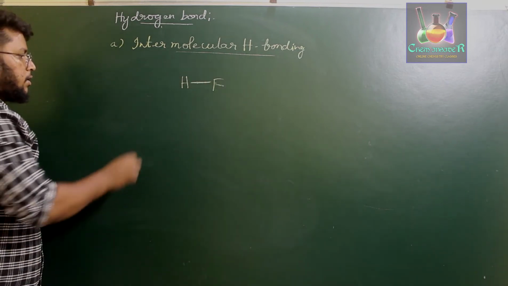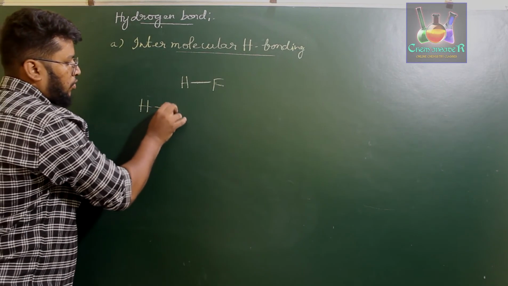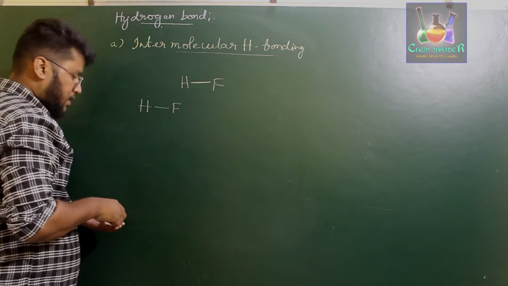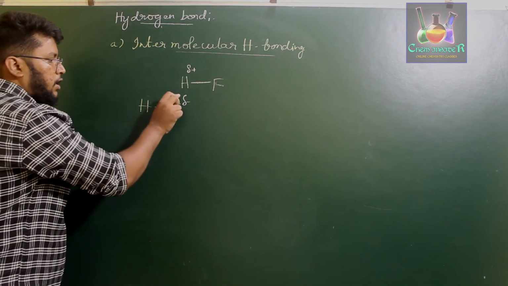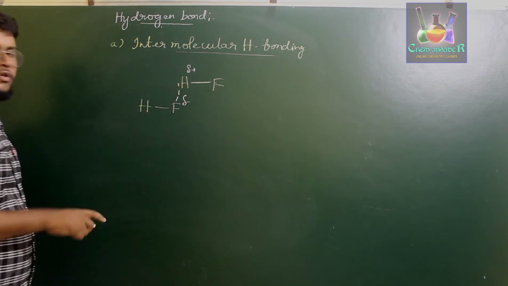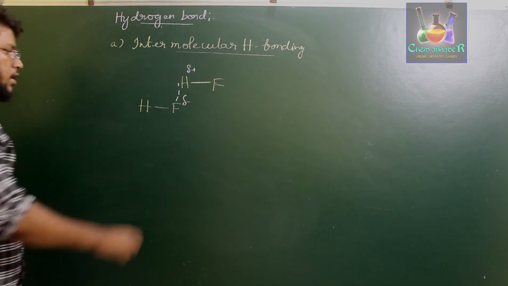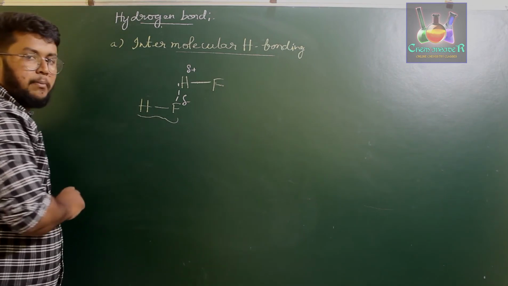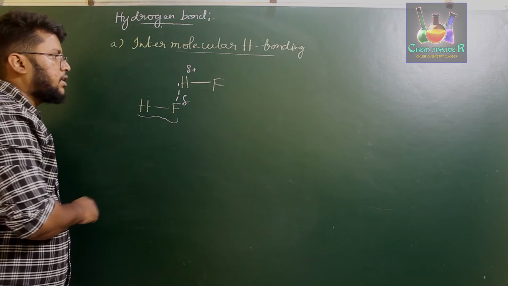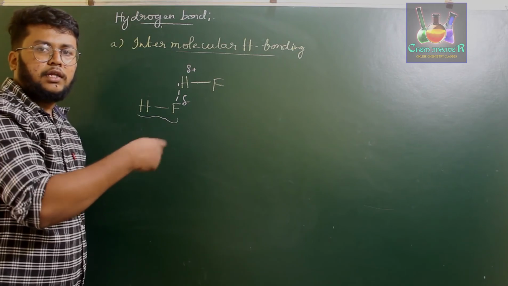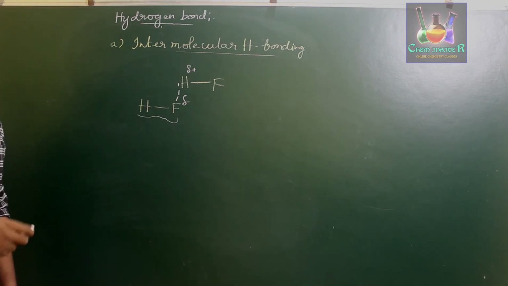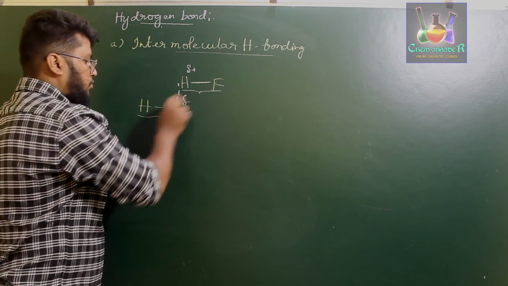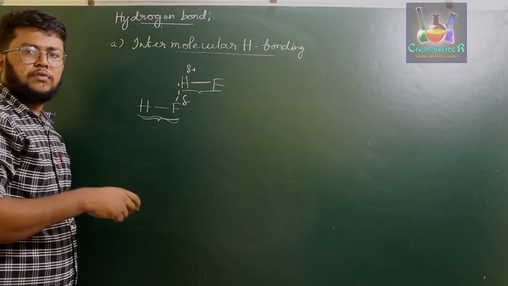So these might interact with one more molecule of hydrogen fluoride, which carries a delta positive and delta negative charge. So if this fluorine interacts with the hydrogen of the other molecule of HF, if one electronegative element of a molecule interacts with the electropositive element of the other molecule, then that particular type of interaction is called intermolecular hydrogen bonding.